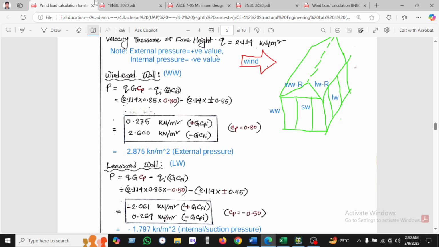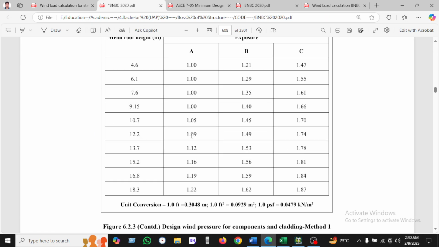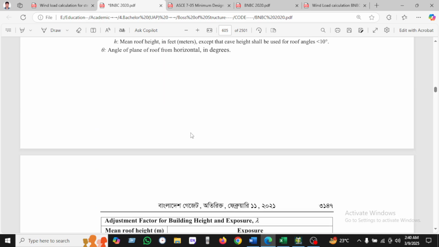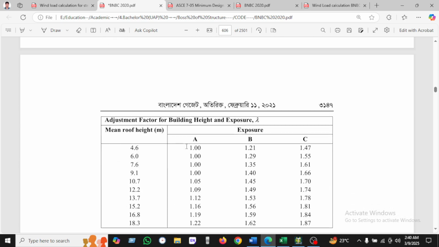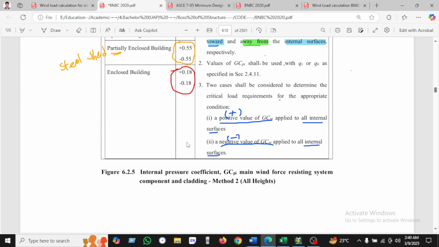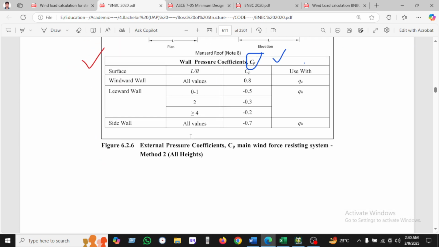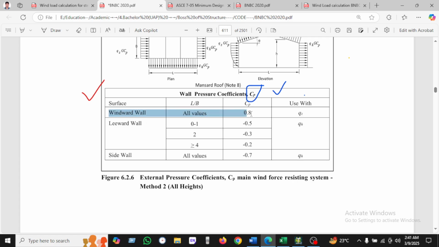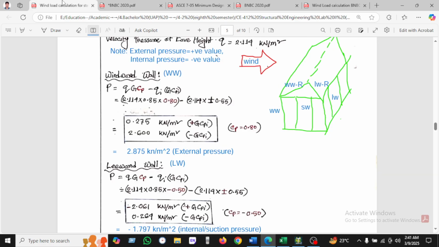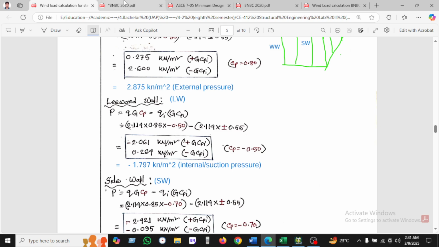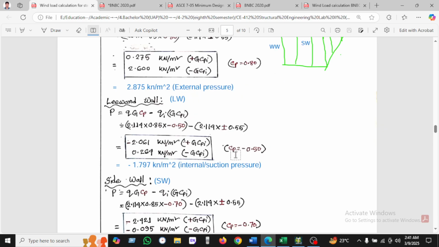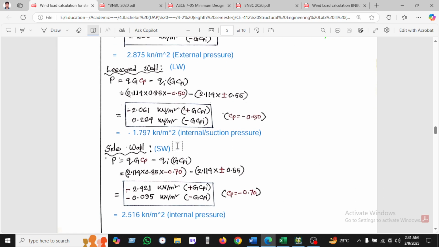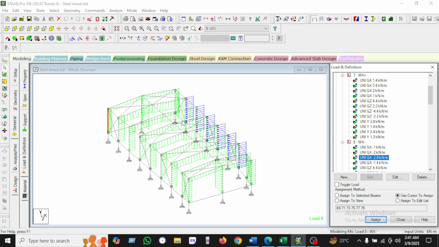Why have we used this Cp value? For windward the Cp is 0.80, because we have to go to the Cp table. Sorry for interrupting. This is the Cp value we have seen here. For windward we used Cp 0.8, and for the leeward we used minus 0.50, not 50. So we have found this value, and we are using it on the leeward side.